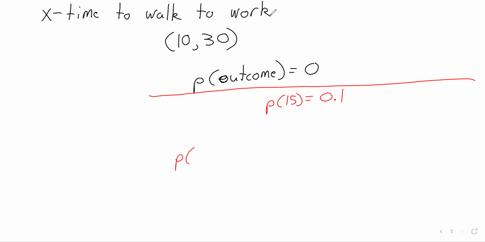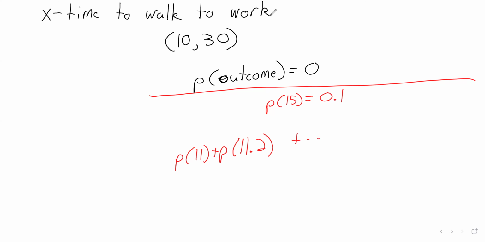Well, if all of these probabilities are equally likely, then the probability that it takes 11 minutes is also 0.1. And the probability that it takes 11.2 minutes is also 0.1. And there are an infinite number of outcomes, and they all have a probability of 0.1, and that doesn't make any sense because the probability has to add up to 1. The probability that I get a time is 1. It doesn't make sense for it to be bigger than that.